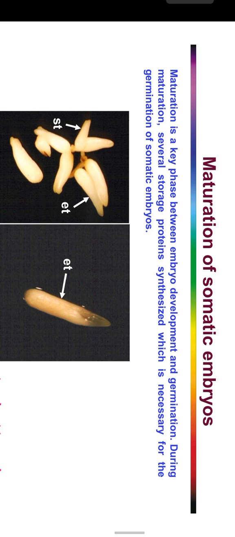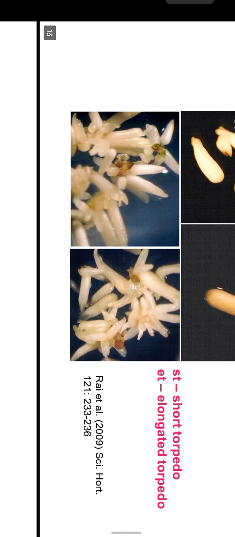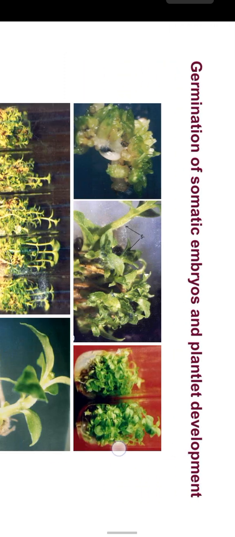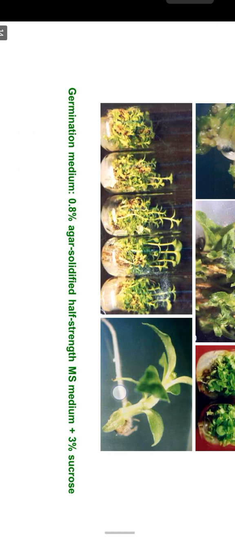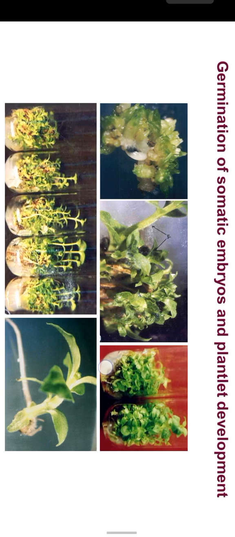Okay, in maturation it is cooking its food, so it is producing several storage proteins which will be necessary for germination of the somatic embryo. Later on it will provide the energy or the food to the germinating plant. Now see, germination of somatic embryos and plantlet development.